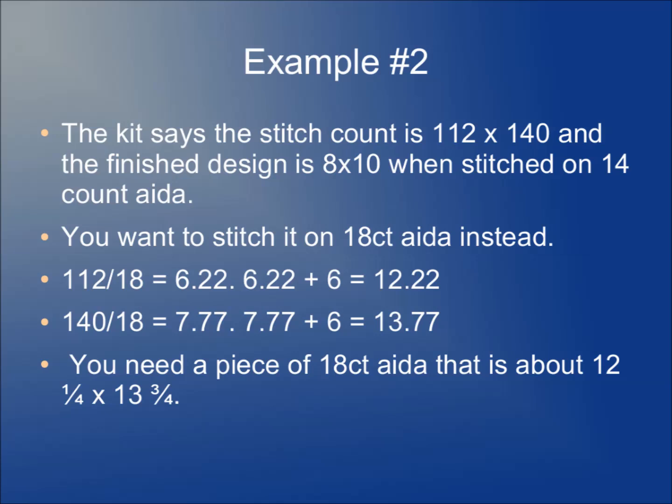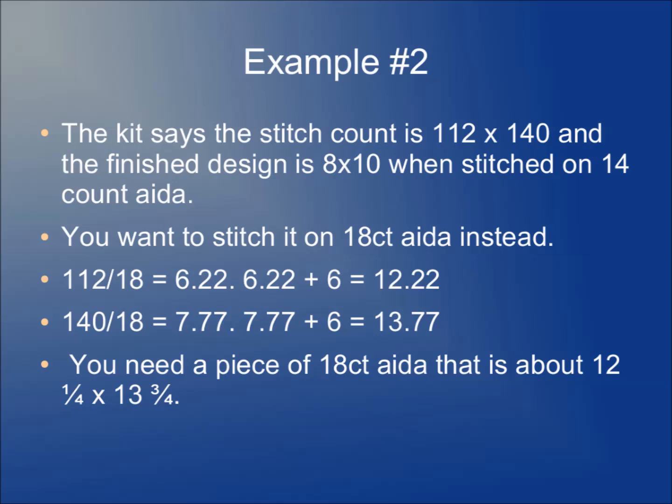Now our second example is if you want to change this fabric size. So say you bought a kit that includes 14 count Aida, but you decide that you want to stitch it on 18 count Aida instead. So you're going to ignore the 14 and you're going to do all your math with the 18. So the kit design is 112 stitches wide. So you're going to divide 112 by 18 and you get 6.22 inches, and you're going to add 6 to that. So you get 12.22 inches.